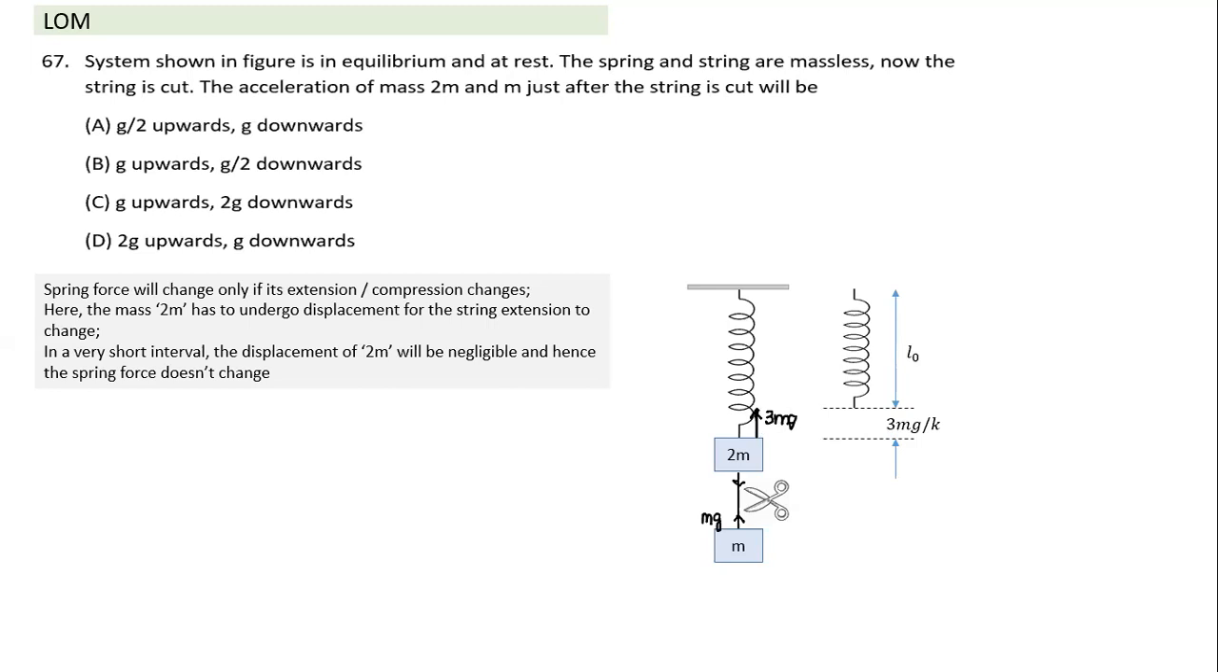Hence, it is applying an upward force equal to 3 mg by k. What is the important point to understand here? The force applied by a spring depends on the length between its two ends. If the length has become greater than L0, it means the spring has been elongated and it will exert a pulling force on these two ends.